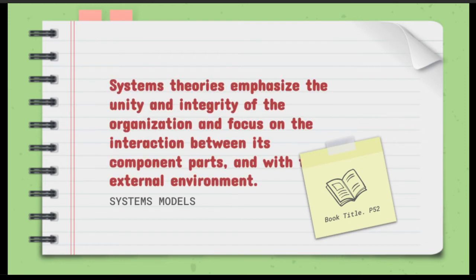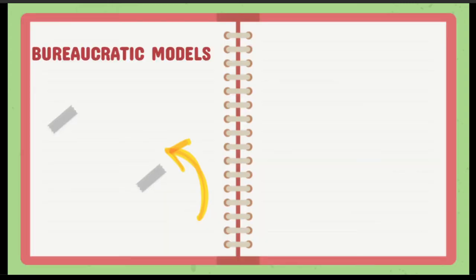We also have the system models. These models stress the unity and coherence of organization. It emphasizes the unity and integrity of the organization and focuses on the interaction between its component parts and with the external environment. System theories are usually categorized as either closed or open in terms of the organization's relationship with its environment.